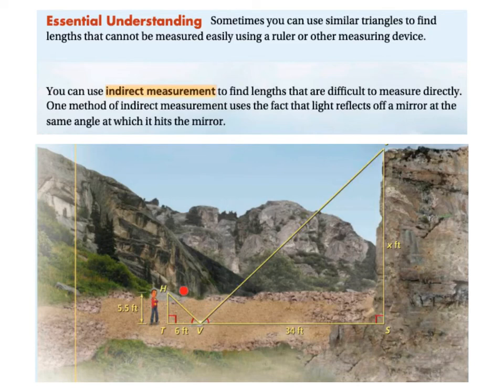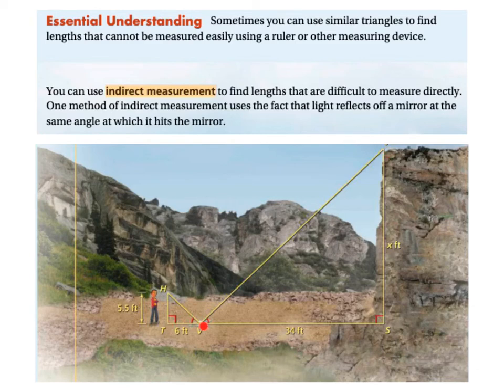You can see that, well, it says one method of indirect measurement is using the fact that light reflects off a mirror at the same angle at which it hits the mirror. So if this person is standing 5.5 feet tall at eye level, looking down at the mirror, and that they're looking to see exactly where the top of that cliff is, okay?